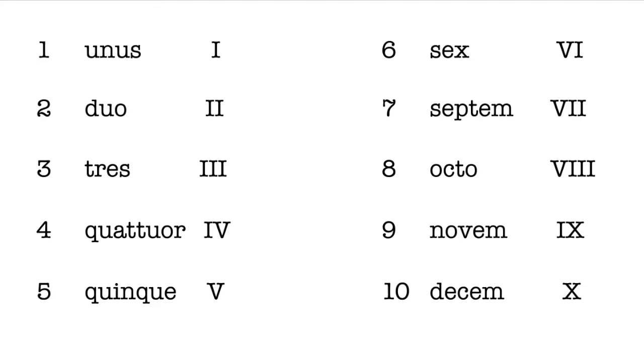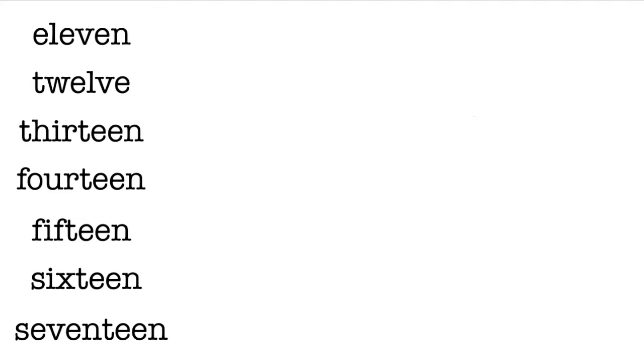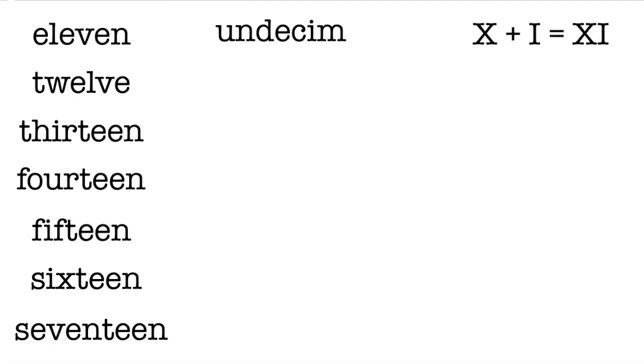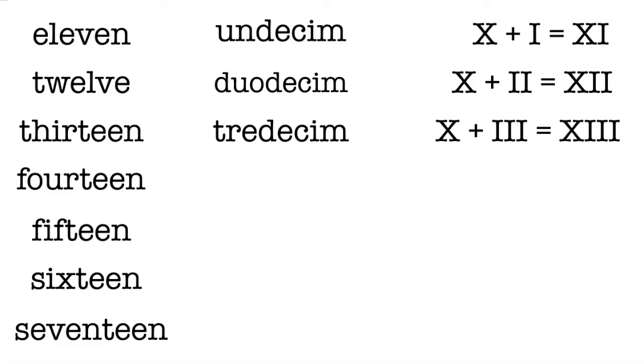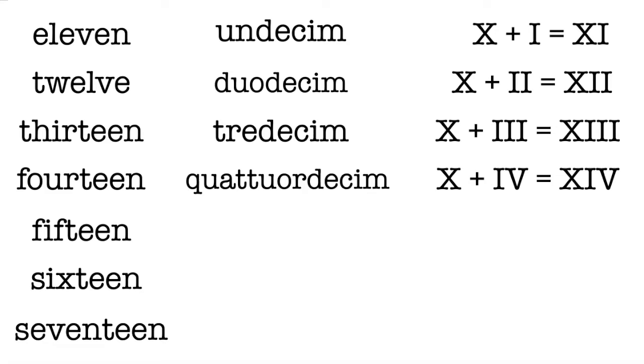I'm going to quickly show you 11 through 20. So 11, the word is undecim, and it's X plus I. 12 is duodecim, XII. 13, tredecim, XIII. 14 is quattuordecim, and this is XIV, so that's 10 plus the 4, and then 4 is, of course, 1 before 5.